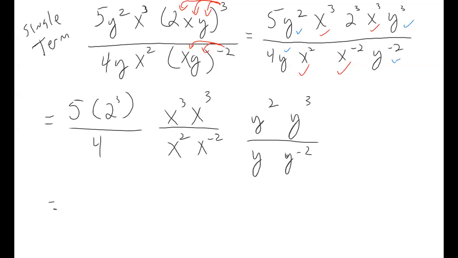Now I just do it in pieces. 2 to the third power is 2 times 2 times 2, which is 8. So 5 times 8 is 40, and then 40 divided by 4 is 10. So this whole thing just becomes a 10.